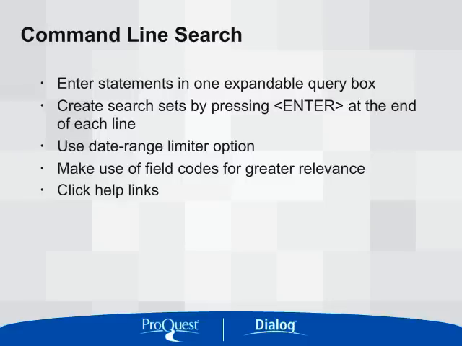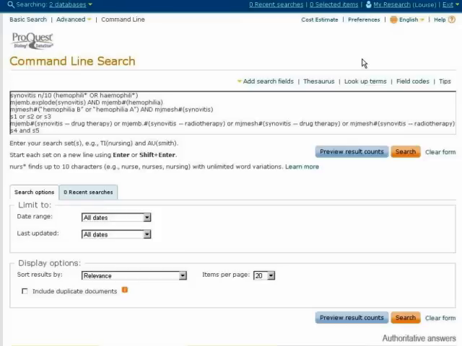Command line search takes you a step further, where you can create distinct search sets, view field codes, and limit by publication dates. Help links abound throughout ProQuest Dialog on each search form. In the command line search form, enter distinct search sets line by line. Use the near proximity connector to specify you want synovitis to appear in records within 10 words of hemophilia. This greatly tightens up the search, and the letter N can substitute for the spelled out connector near.